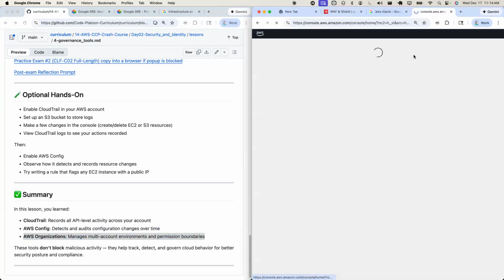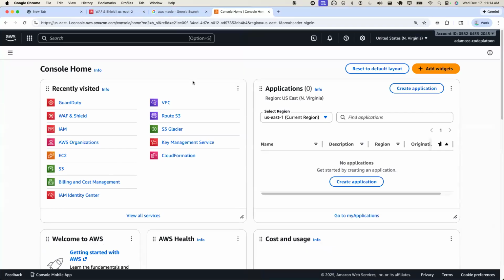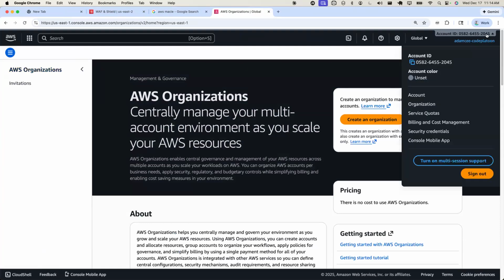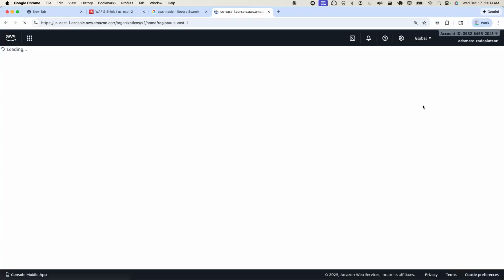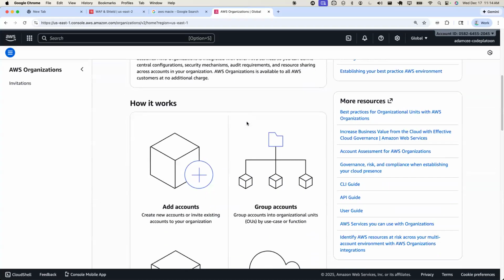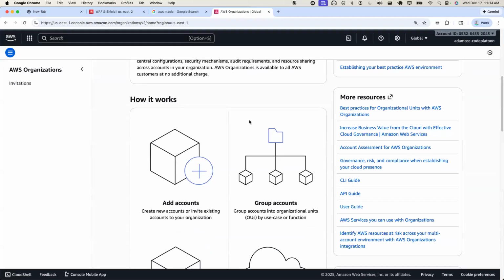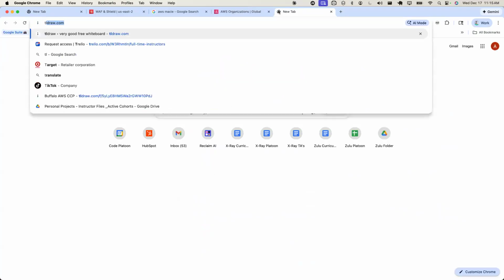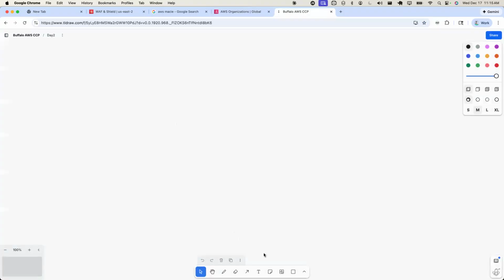If we go into the console here and go to AWS Organizations, I'm not on the right AWS account. I apologize. But just to draw a diagram real quick, because I think Organizations is maybe one of the less intuitive ones.